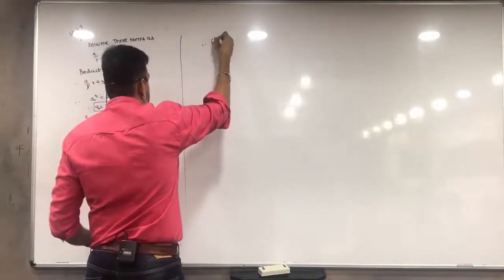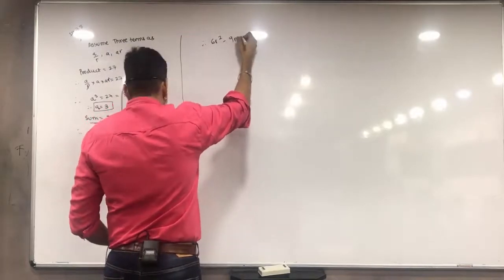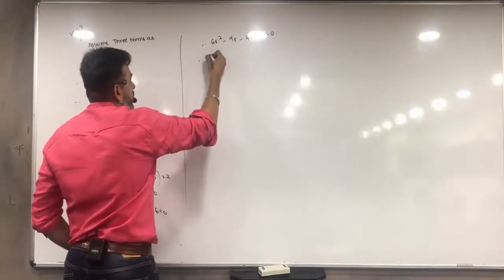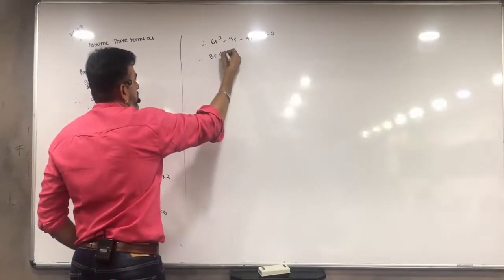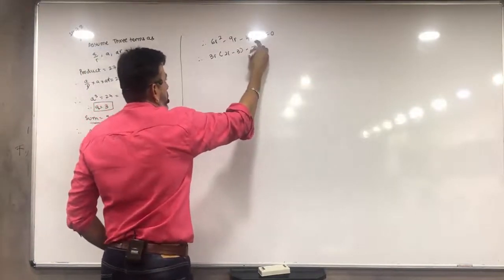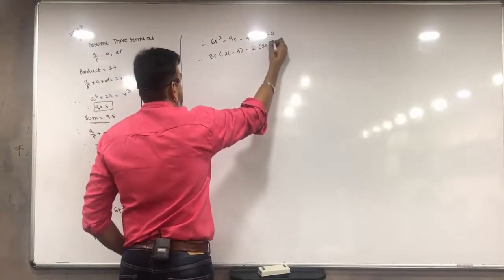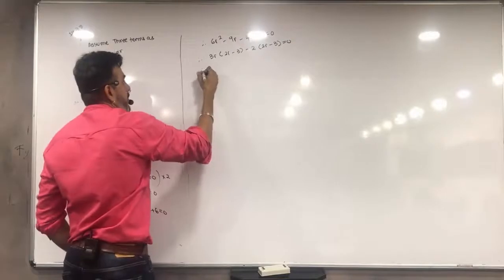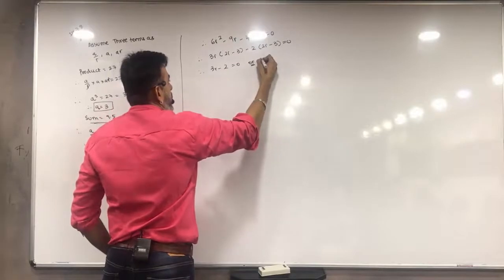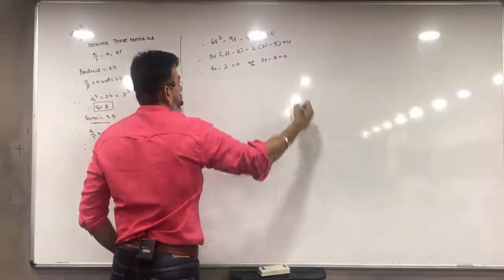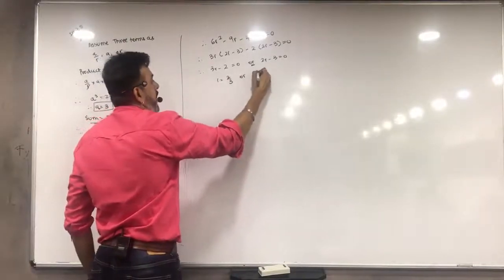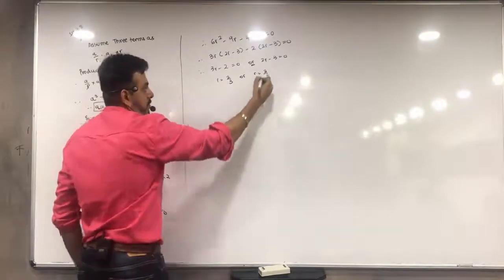Therefore, 6r square minus 9r minus 4r plus 6 is equal to 0. Therefore, what is common over here? 3r. 2r minus 3 minus 2. 2r minus 3 is equal to 0. Therefore, 3r minus 2 is equal to 0, or 2r minus 3 is equal to 0. So r is equal to 2 by 3, or r is equal to 3 by 2.